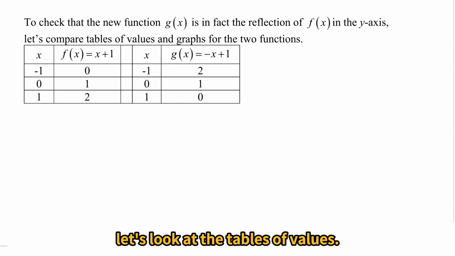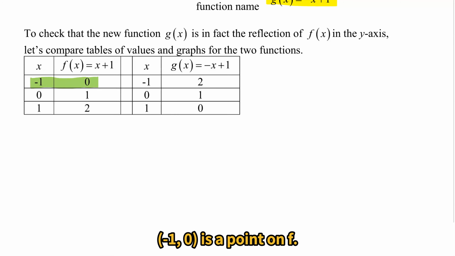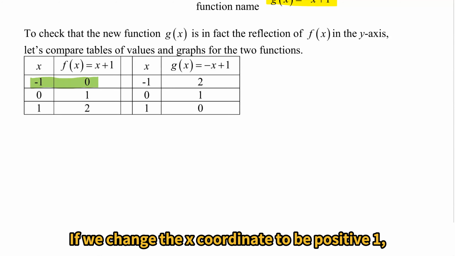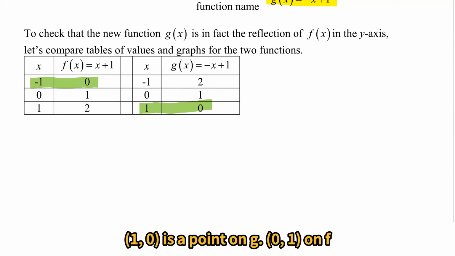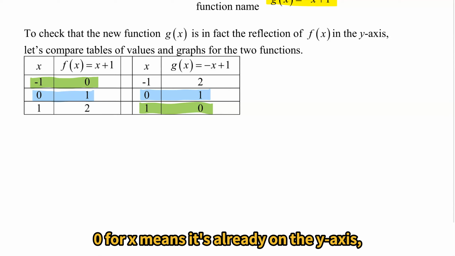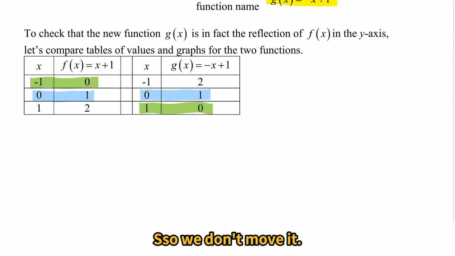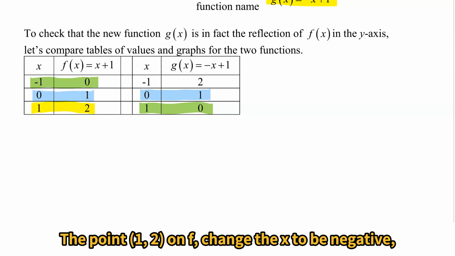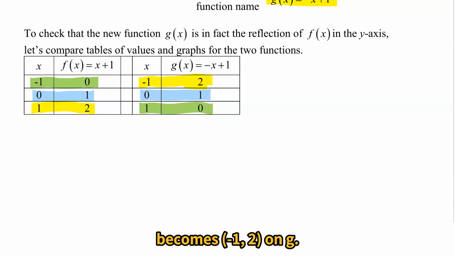To check that the new function is in fact a reflection of f of x, let's look at the tables of values. Negative 1, 0 is a point on f. If we change the x-coordinate to be positive, 1, 0 is a point on g. 0, 1 on f stays the same. 0 for an x means it's already on the y-axis, so we don't move it. Take the point 1, 2 on f, change the x to be negative, and it becomes negative 1, 2 on g.